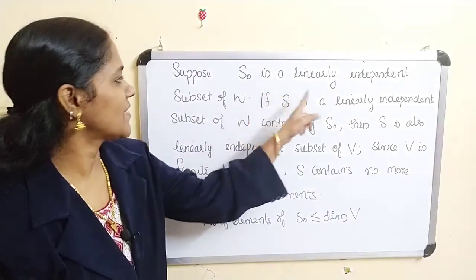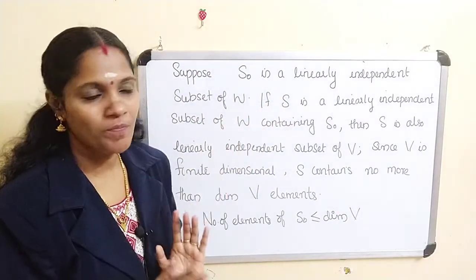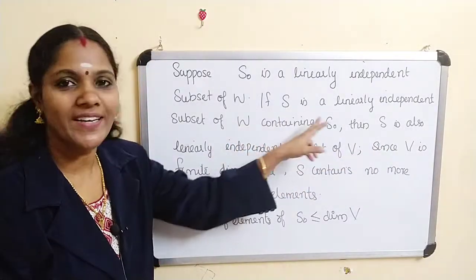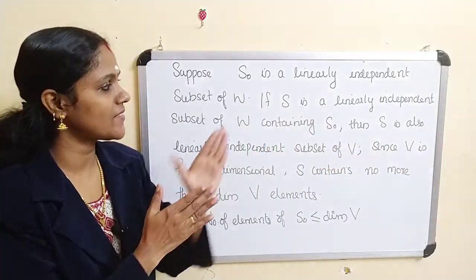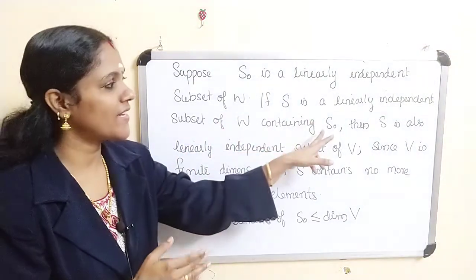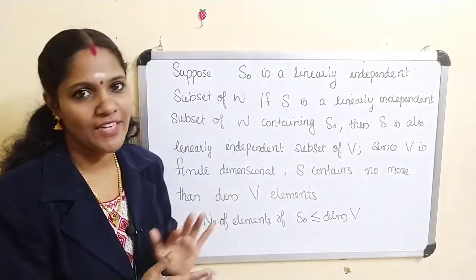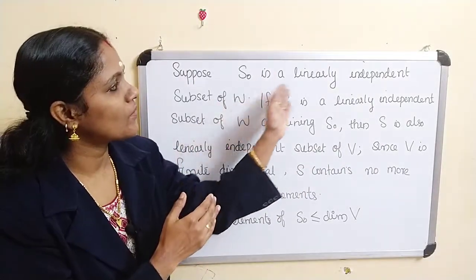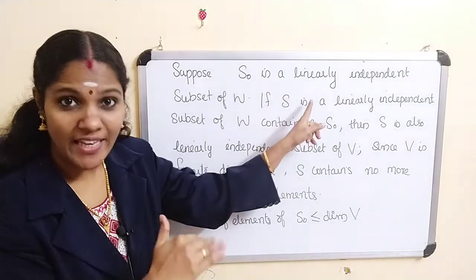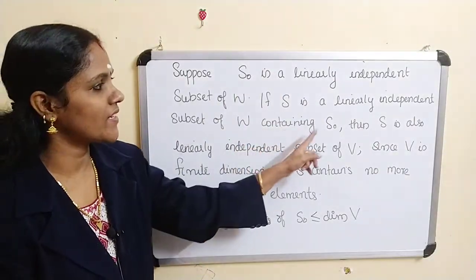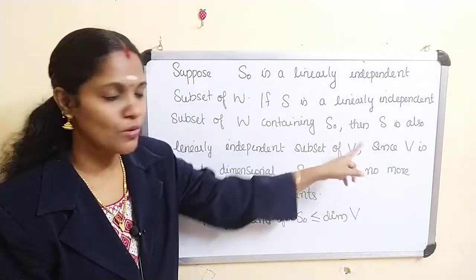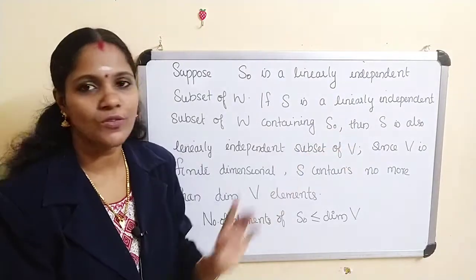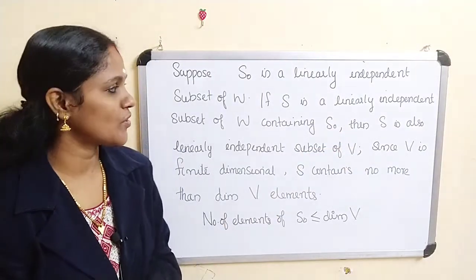S naught is a linearly independent subset of W. If S is a linearly independent subset of W containing S naught, then S is also a linearly independent subset of V, because S naught is already linearly independent.